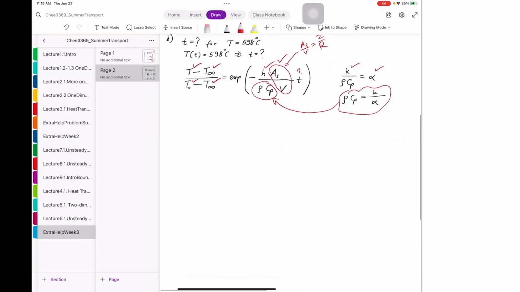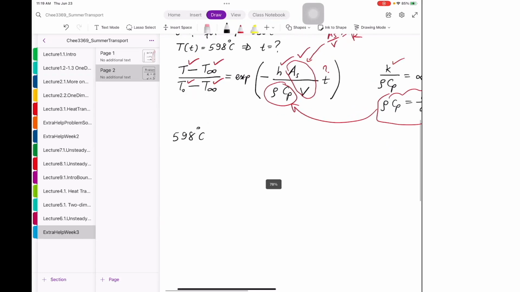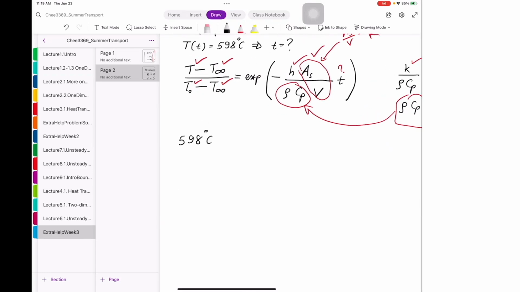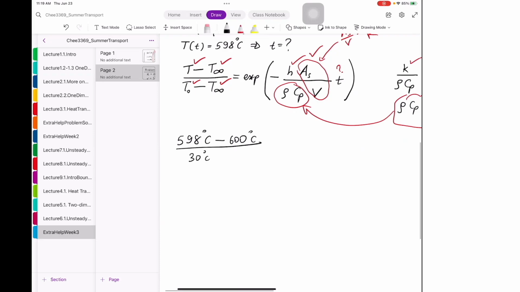Okay, so let's plug in the numbers. T is given as 598 degrees centigrade. Now I should use Kelvins, but when you think about it, the differences in centigrade are the same thing as the differences in Kelvins. So I have no problem with using centigrade here, because I'm going to take the difference of the temperatures. 600 centigrade divided by T0, which is 30 centigrade, minus 600 centigrade.